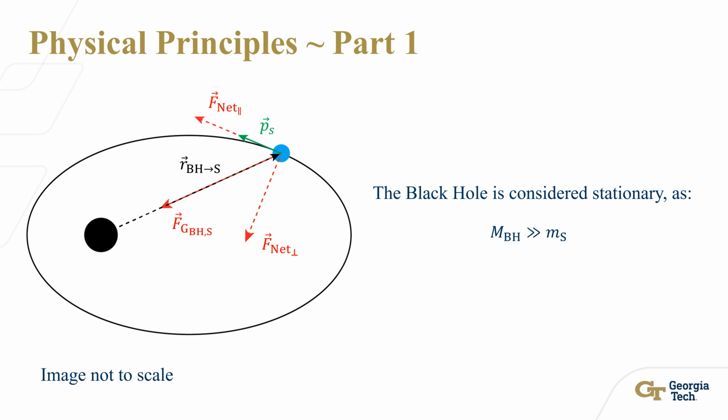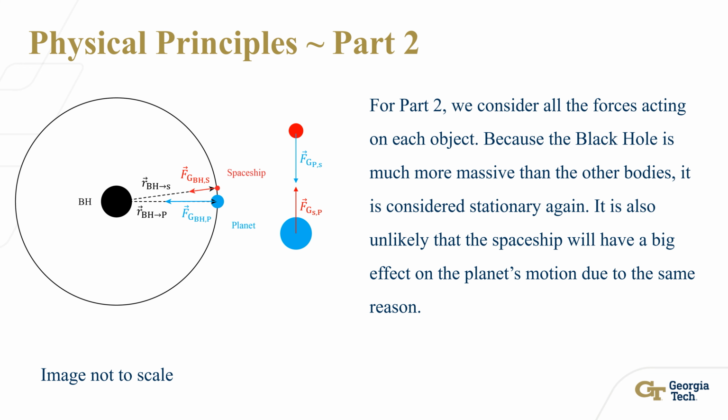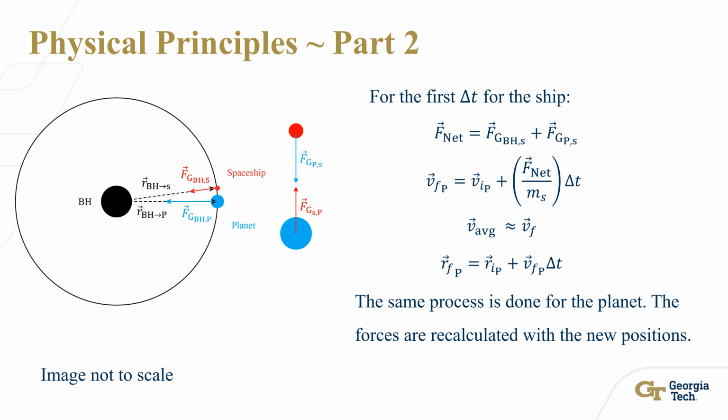For part 2, we considered all the forces acting on each object. Because the black hole is much more massive than the other bodies, it is considered stationary again. It is also unlikely that the spaceship will have a big effect on the planet's motion due to the same reason. For the first time step, we calculate the net force on the ship, and then we update its velocity and its position. The same process is done for the planet. The forces are recalculated with the new positions. The motion for the spaceship and the planet is tracked.